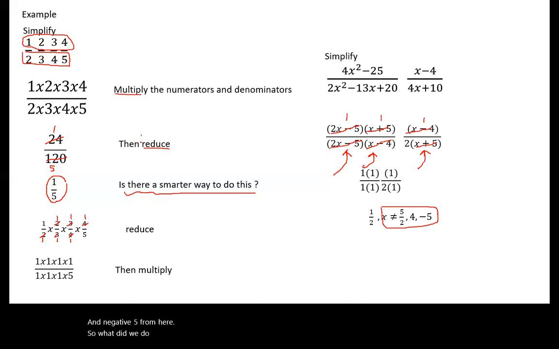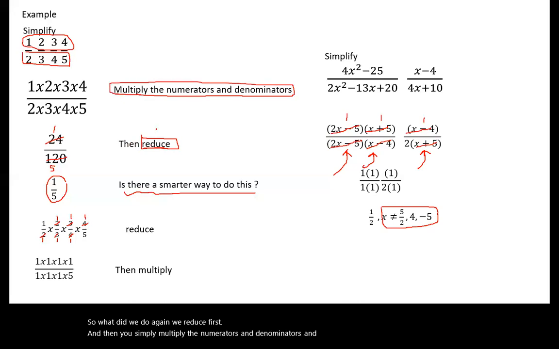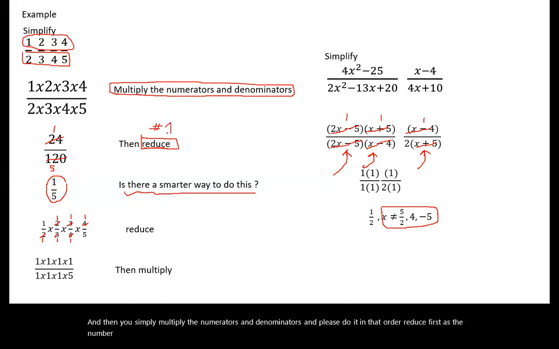We reduce first, and then you simply multiply the numerators and denominators. And please do it in that order. Reduce first. That's the number one thing you do, because then it keeps everything smaller.